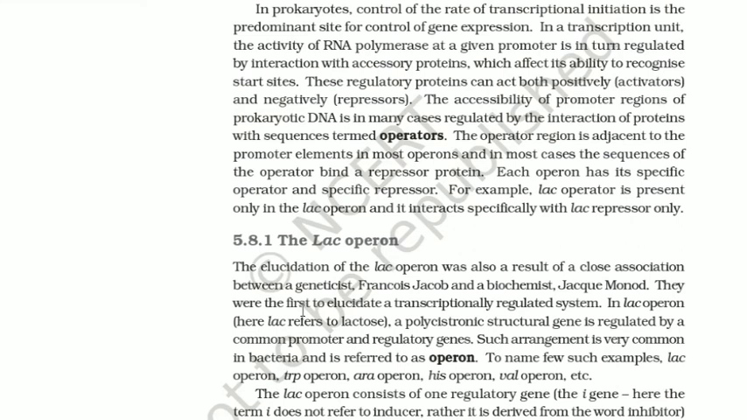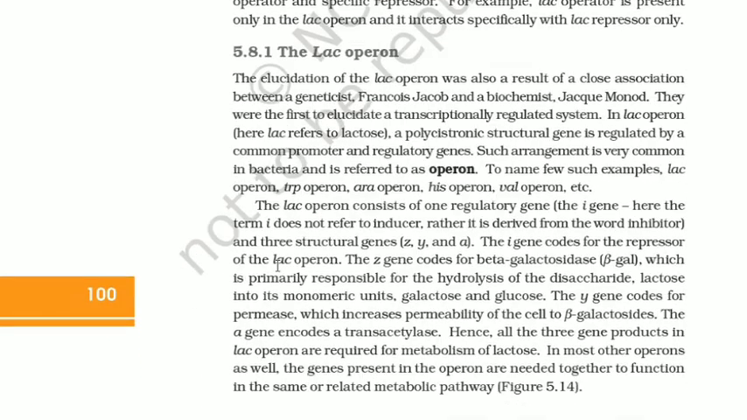The accessibility of promoter regions of prokaryotic DNA is in many cases regulated by interaction of proteins with sequences termed operators. The operator region is adjacent to the promoter element in most operons, and in most cases the sequence of the operator binds a repressor protein. Each operon has its specific operator and specific repressor. For example, the LAC operator is present only in the LAC operon and it interacts specifically with the LAC repressor only.